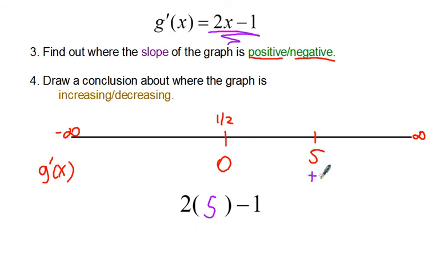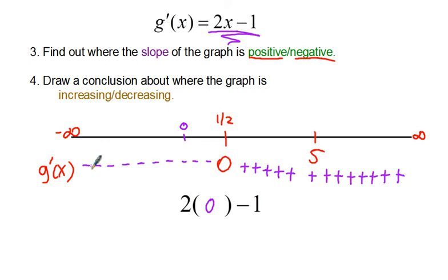So that tells us if you choose any value larger than 1/2, you should expect the slope to produce a positive answer. Okay? And over here, let's choose a value less than 1/2. How about 0? And you get 0 minus 1, that's a negative number. And that tells me if I pick any number less than 1/2, the slope formula will produce a negative number. Okay, so let's put this off to the side here.